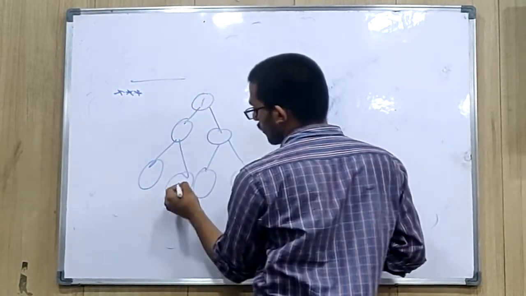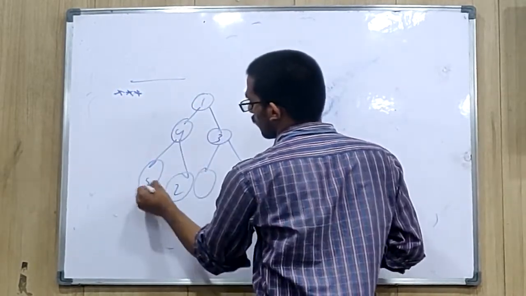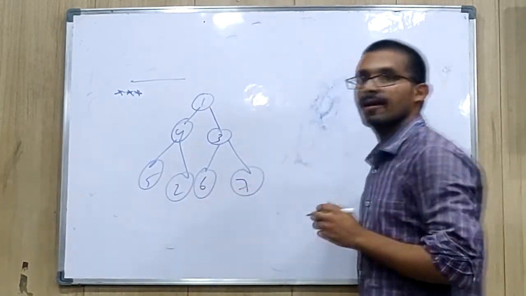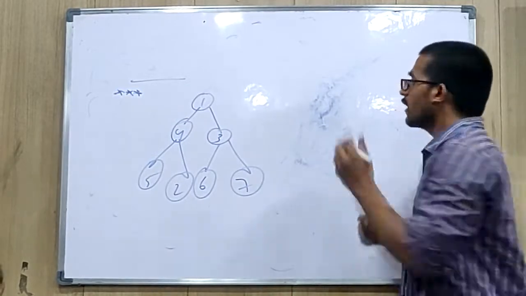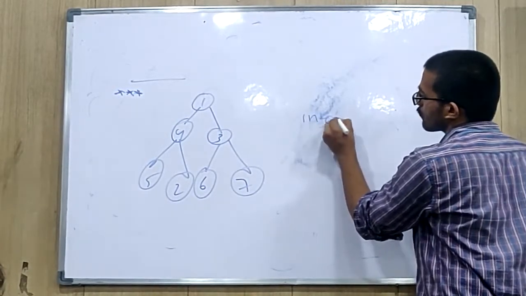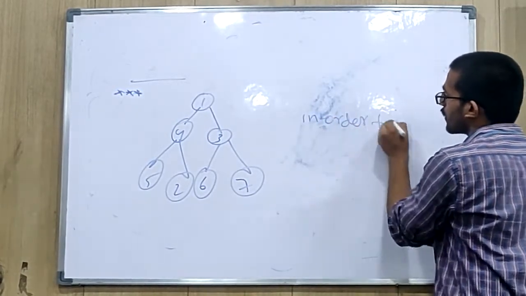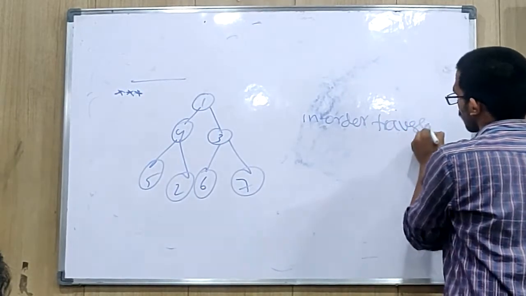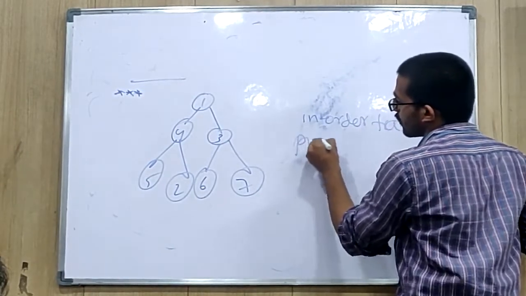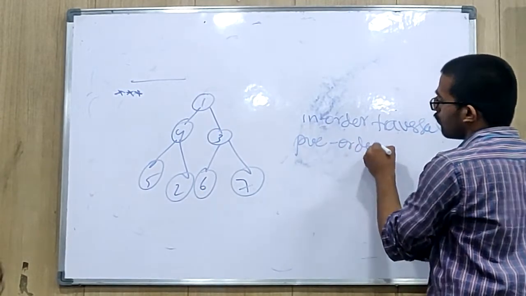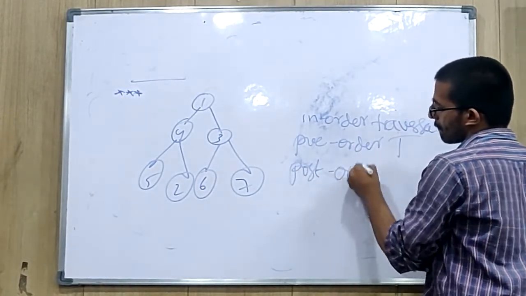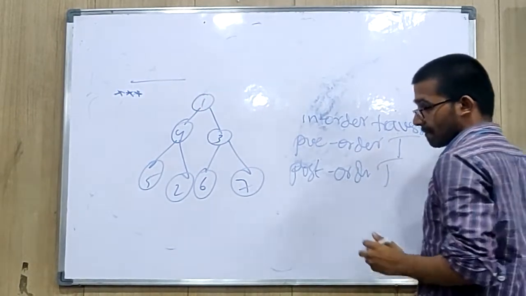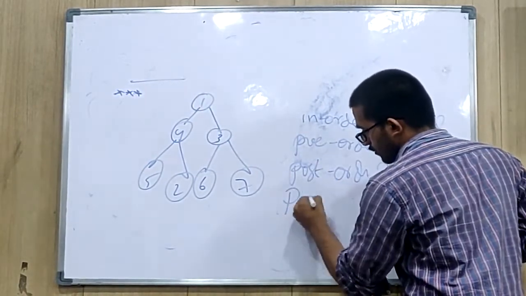Please don't think board. 1, 2, 3, 4, 5, 6, 7. Okay? We have 3 traversals in order to traverse this tree. In-order traversal is there. In-order traversal, pre-order traversal, post-order traversal.